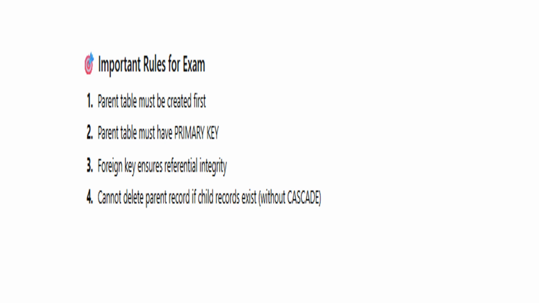Parent table must have a primary key, and a foreign key ensures referential integrity. You cannot delete a parent record if child records exist without cascade. Suppose you use cascade, then the records can be deleted automatically from both tables. Now you can use ON DELETE CASCADE, and then ON DELETE UPDATE and ON DELETE INSERT also can be used. You can check it here.